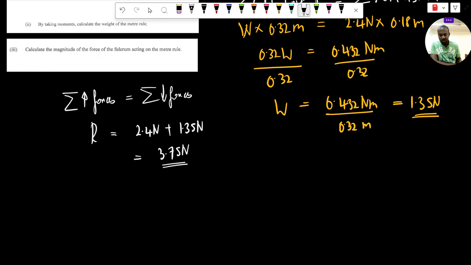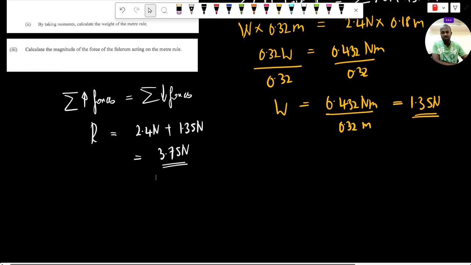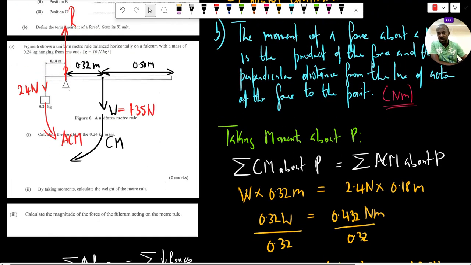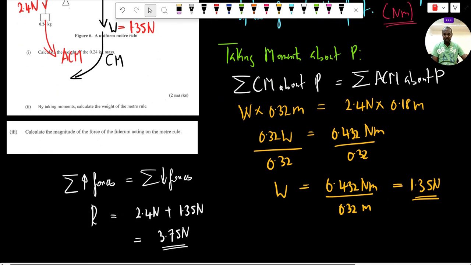3.75 newtons. So therefore, in order to keep this meter rule balanced, the pivot must be exerting a reaction force of 3.75 newtons, which acts vertically upwards to balance the weight of the meter rule and the weight of the 0.24 kilogram mass. Right, so this is the end of the question.